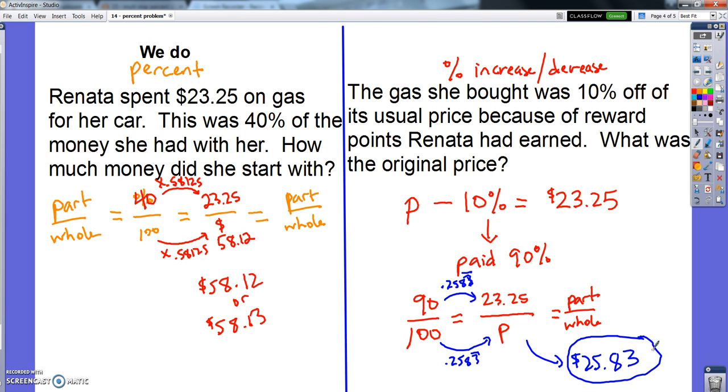So guys, I think these are tough problems, and the problems coming up the next few days are really tough. So I need you to make sure you have a good command and a good understanding of this. Not only how to do the math, but how to understand the problem. Is it a percent problem, or is it a percent increase decrease problem? If it's a percent problem, what do I do with it? If it's a percent increase decrease problem, what do I do with it?